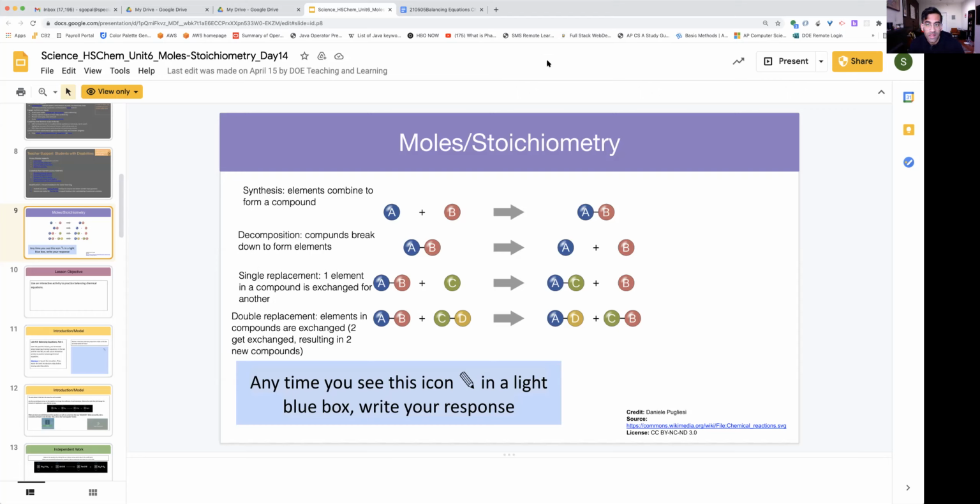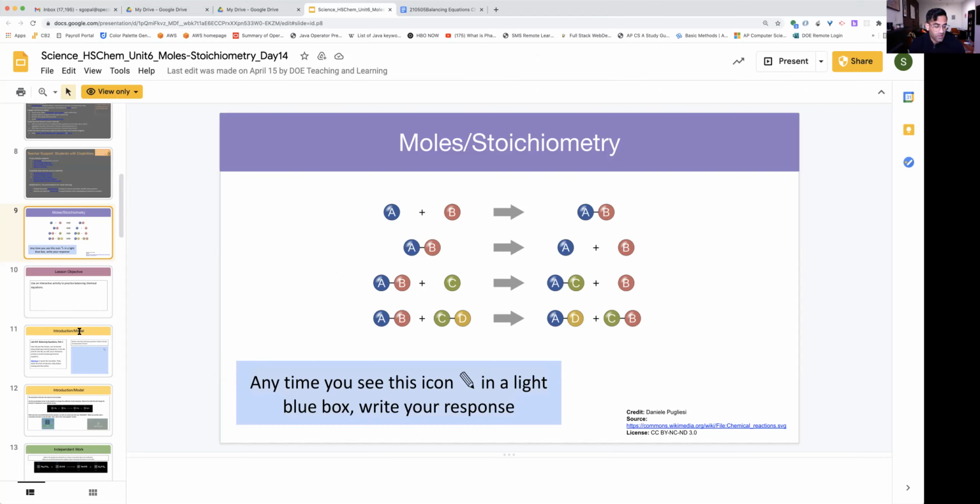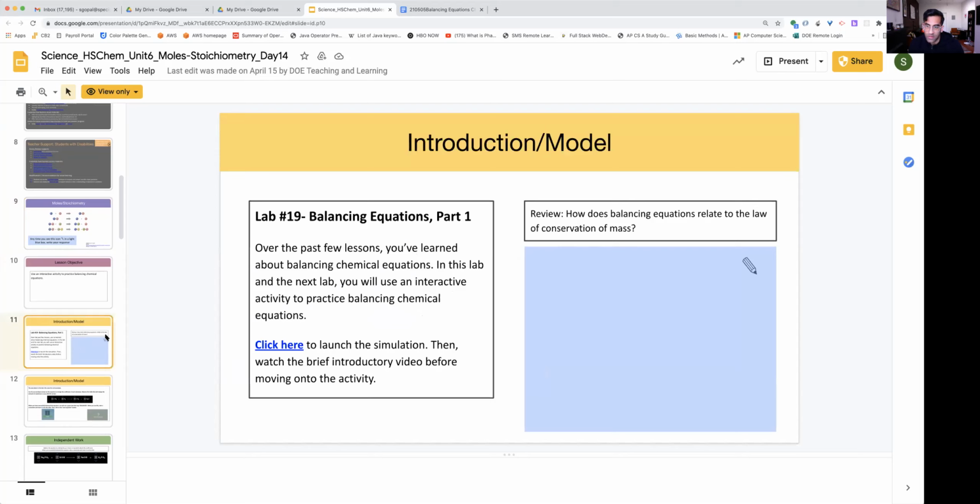I'm gonna clear this screen, all right, and just give you a sneak preview of this simulation, all right? So what you're doing in the lab is you launch the simulation and you have to remember the law of conservation of mass. So before we get into balancing, I'm going to review the law of conservation of mass.